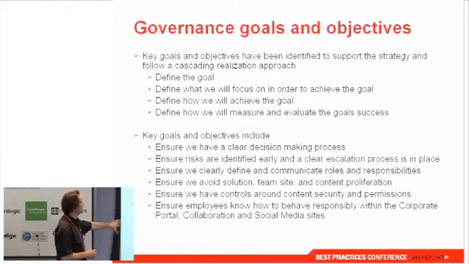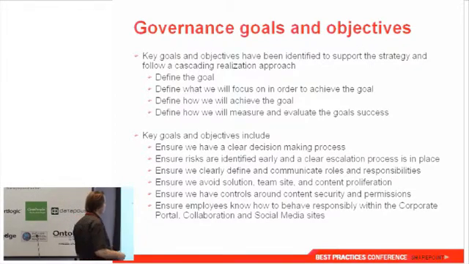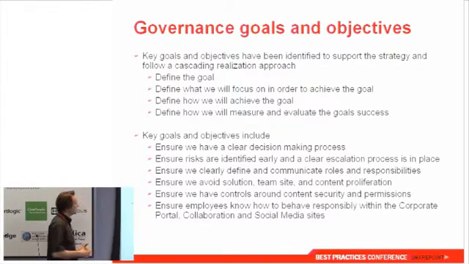Key goals and objectives. You'll have seen a lot of these before. Mark mentioned some of them earlier. Ensure we have a clear decision-making process. Ensure risks are identified early and a clear escalation process is in place. Ensure we clearly communicate roles and responsibilities. And then the usuals: avoid solution, team site and content proliferation, controls around content security and permissions, and ensure employees know how to behave responsibly.